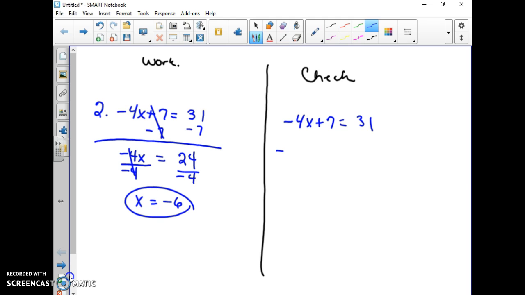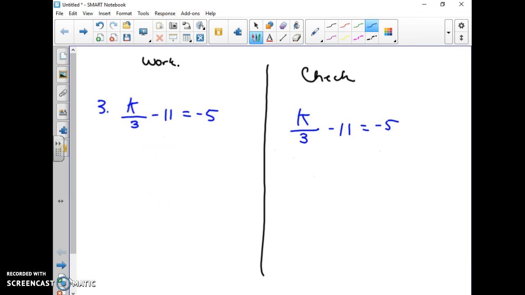Let's check our answer. Negative 4 times negative 6 plus 7 is supposed to equal 31. Negative 4 times negative 6 is 24. 24 plus 7 is 31. That balances. This side of the equation is equal to that side, so this answer, x equals negative 6, is true. Okay, so the next question, number 3, says k divided by 3 minus 11 equals negative 5. The variable is on the left-hand side, and this is division.